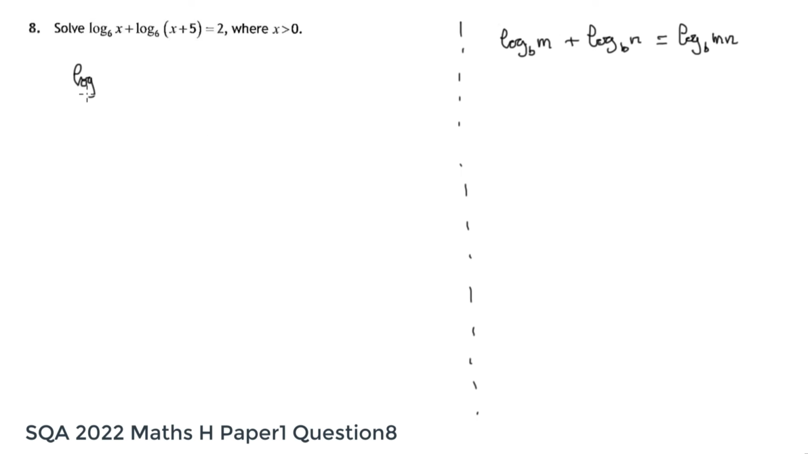So log to the base 6 of x plus log to the base 6 of x plus 5 gives us 2. If we're adding two logs, we're multiplying the numbers. So it'll be x times x plus 5. And that gives us 2.